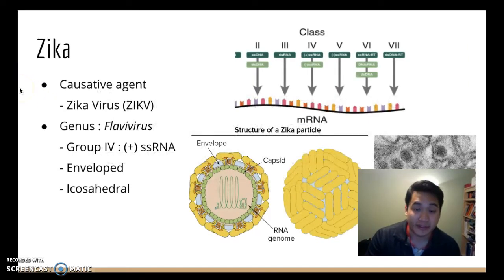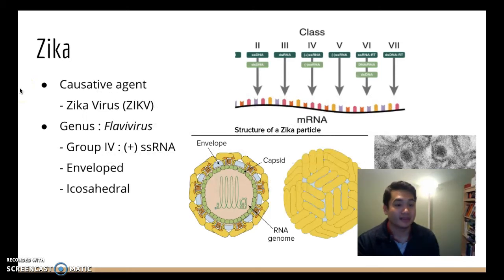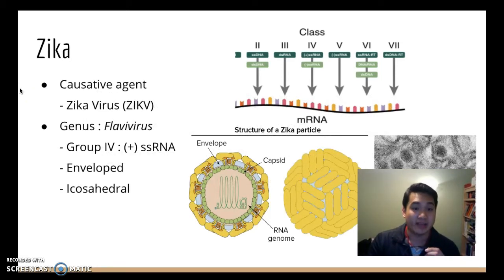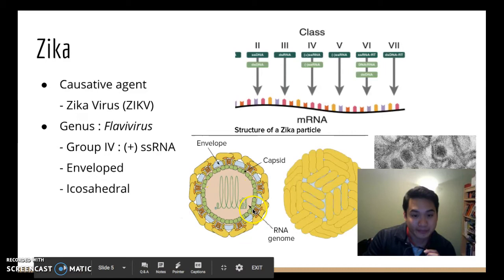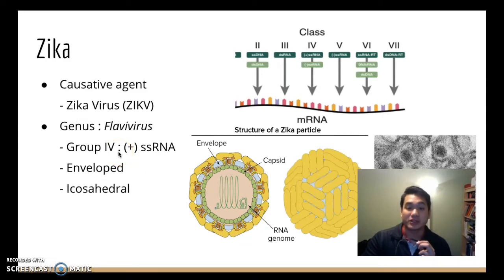So the causative agent for the Zika virus is the Zika virus. Its abbreviation is ZIKV, according to many research papers. Its genus is the flavivirus. It's group 4 positive single-stranded RNA. It's enveloped, as we can see in this image here in the bottom right, the blue shading labeled envelope. It has an icosahedral shape. You can't really see it in this image right here, but it is. In this image, we can also see its capsid highlighted in green and the RNA genome in the middle.